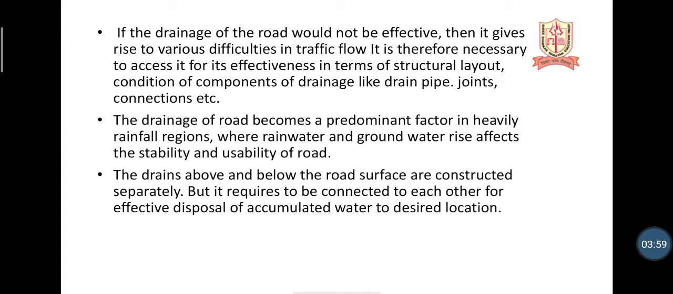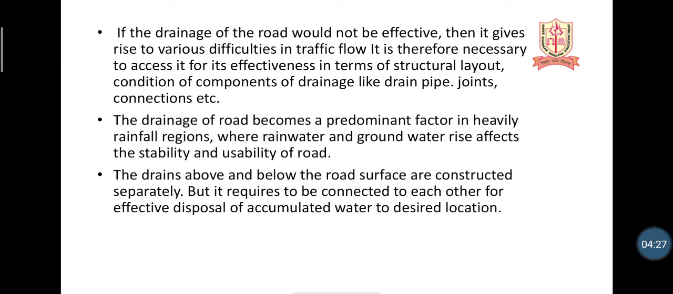If the drainage of the road is not effective, then it gives rise to various difficulties in traffic flow. It is therefore necessary to assess its effectiveness in terms of structure layout and the condition of components of the drainage, like drainage pipes, joints, connections, etc. From time to time we have to repair it, analyze it, and diagnose whether there is any crack or defect in that layout.